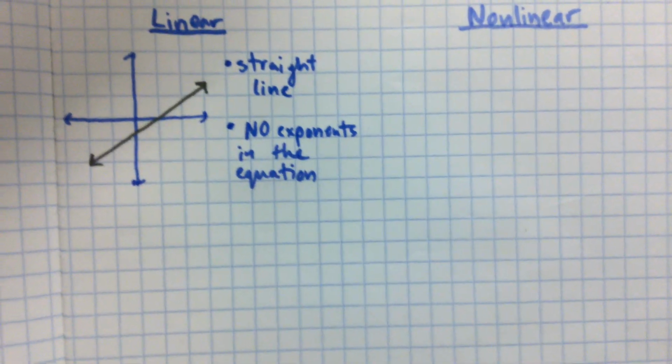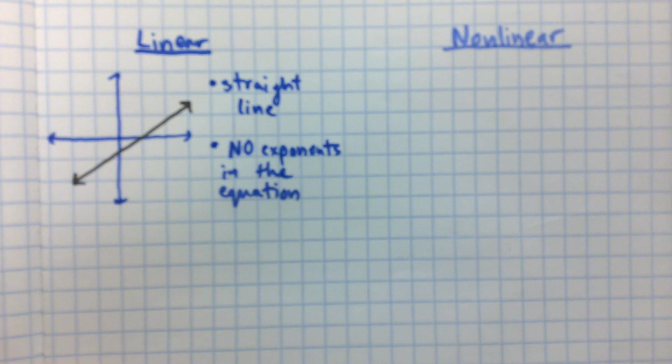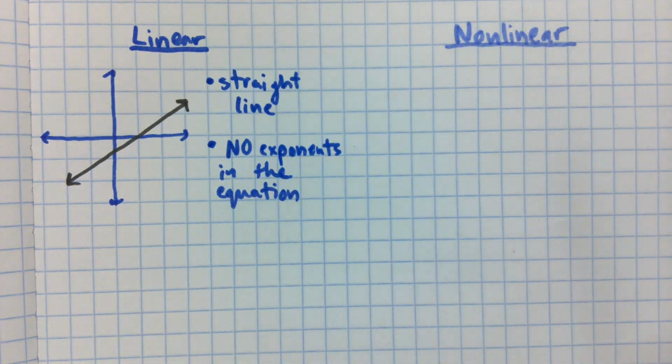I'm going to move this down so we can focus on linear and nonlinear. So as a graph, linear functions appear as straight lines, but if we're looking at the equation of a line, we got to make sure we have no exponents in that equation. So no x squared, no x to the thirds, nothing like that.